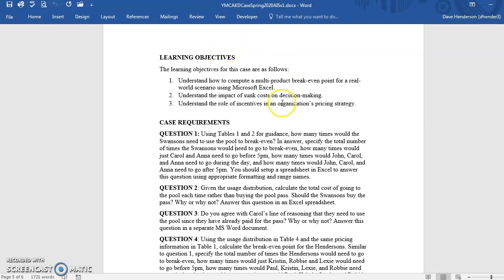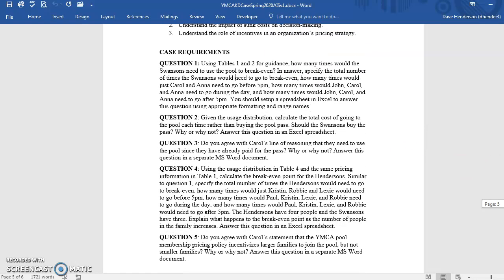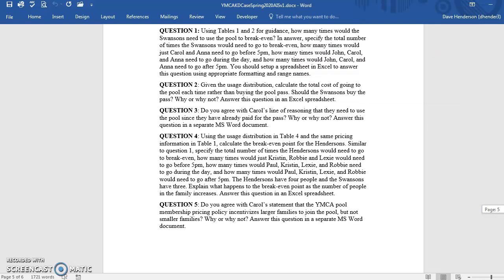So here are the case requirements, and I had inserted the questions in the case, but I'll go over those in a little bit more detail. So again, question 1, using tables 1 and 2, how many times would they need to go to break even? You need to say how many times just Carol and Anna would need to go before 5, how many times John, Carol, and Anna would need to go during the day, and how many times they would all need to go after 5. You need to set up a spreadsheet in Excel to answer this question using appropriate formatting and range names. You don't need to put in protection and data validation, but you need to use appropriate formatting and range names.